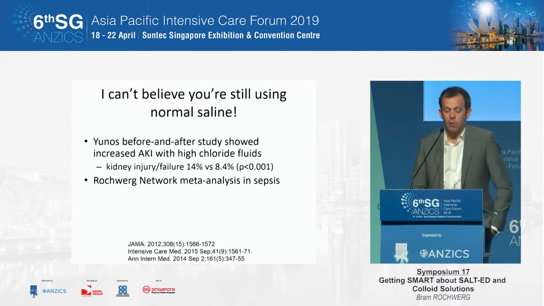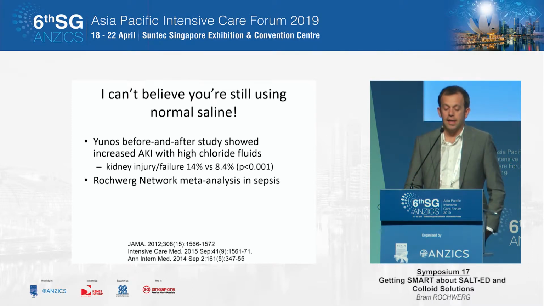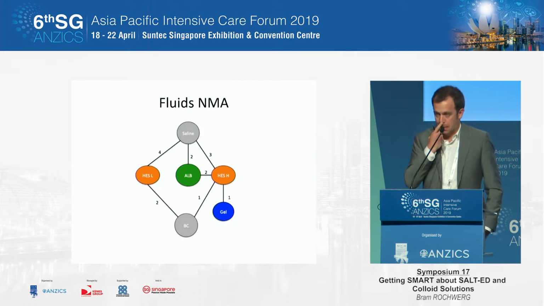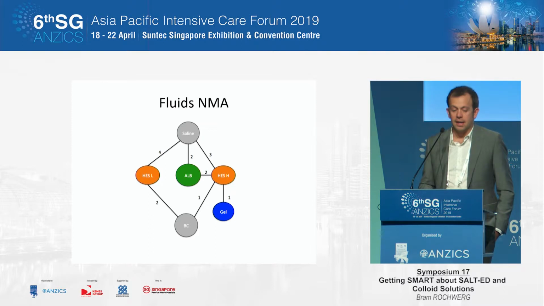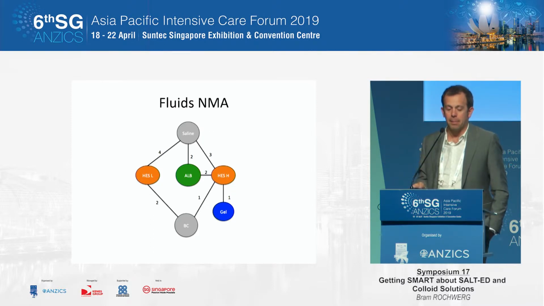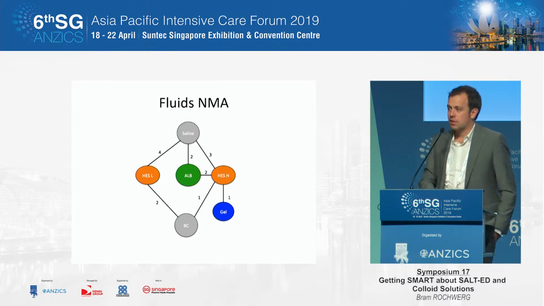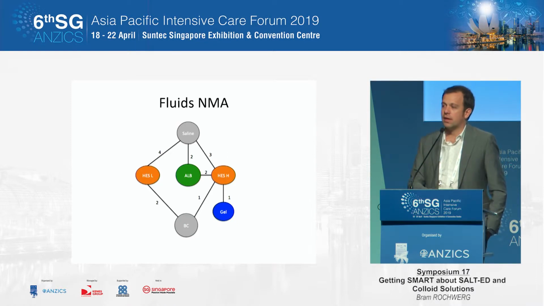We performed our own network meta-analysis looking at different intravenous fluids in the setting of sepsis. For those that are unfamiliar with network meta-analysis, this is what's called a network map. And what it does is it summarizes all the different fluid trials, again in the setting of sepsis, that have compared different fluid types.